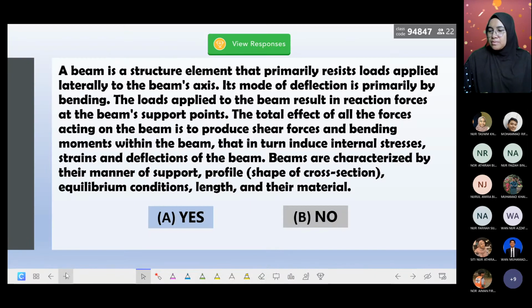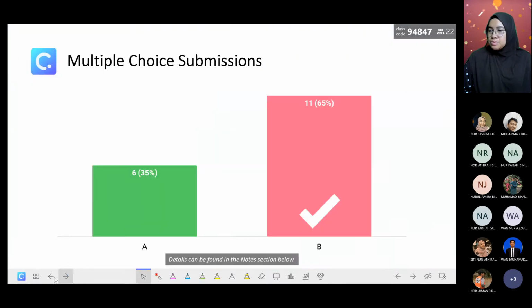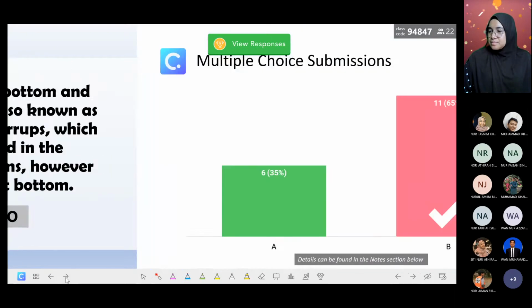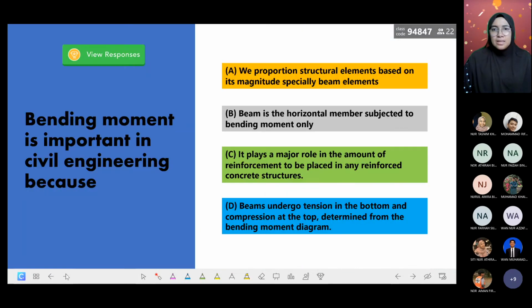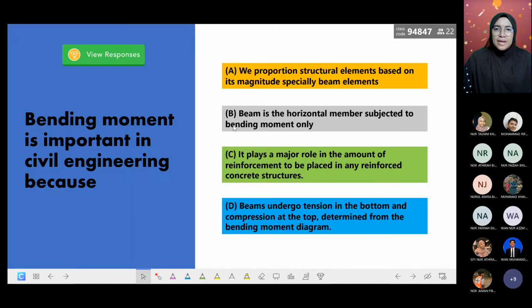Okay, question number 1, the right answer is A. Question number 2, the right answer is B, because beam undergoes tension in the bottom. Terbalik statement ni. Okay, yang ni the answer are A, C and D. Because yang B tu, the right statement is beam is the horizontal member subjected to shear force and bending moment.